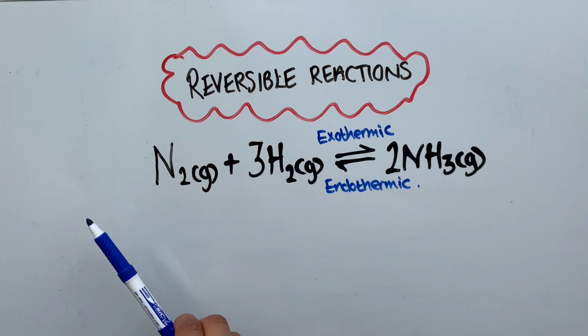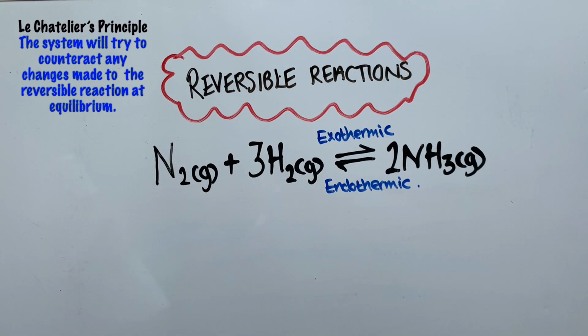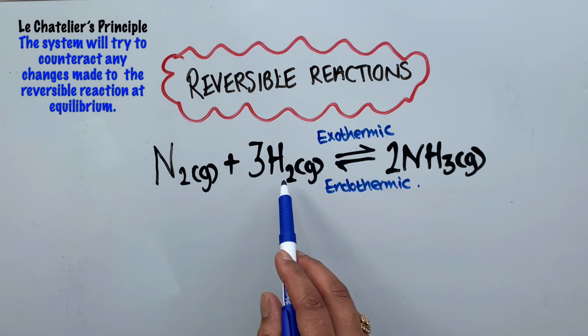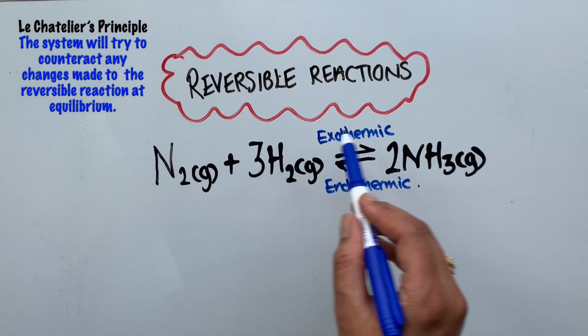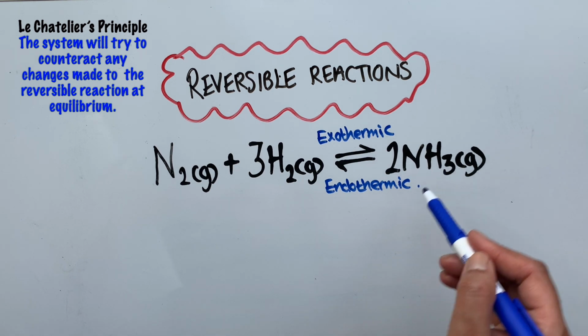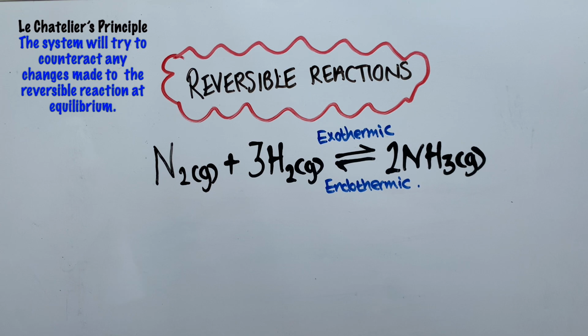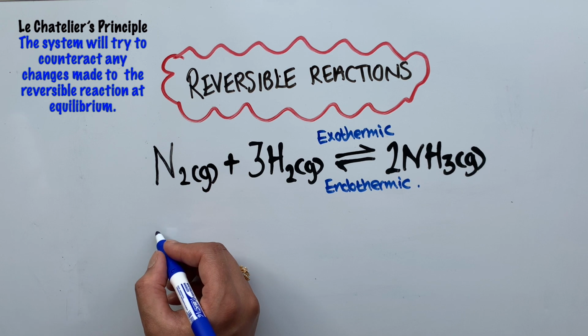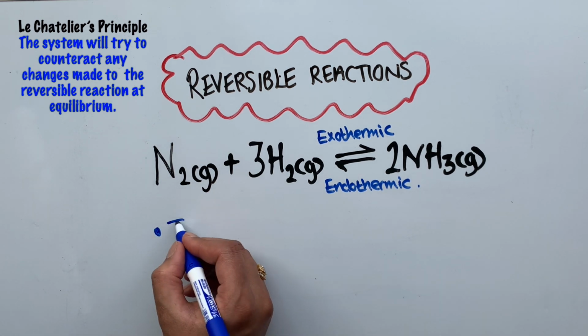Now, according to Le Chatelier's principle, we have the idea that if we change the condition of a reversible reaction in equilibrium, the system is going to try and counteract the change that we have made. So let us consider our reaction here. We have nitrogen gas joining with hydrogen gas to produce ammonia. The forwards direction is exothermic, which means it releases heat energy to the surroundings, and the backwards reaction is endothermic, meaning that it takes in heat energy from the surroundings. So let's consider what the impact of a change in temperature would have.